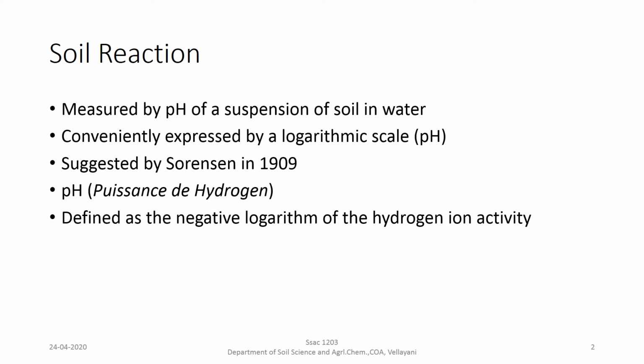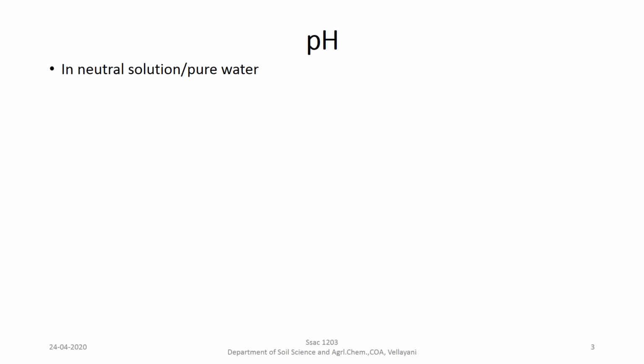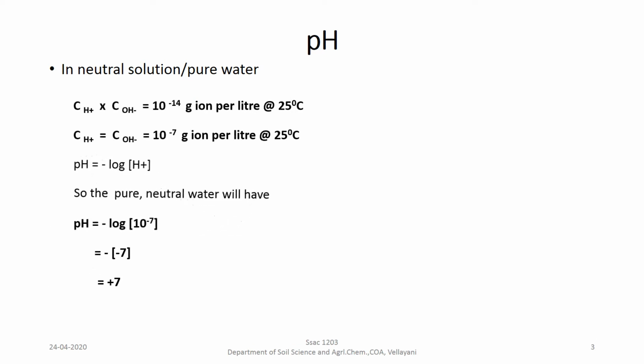By definition, pH is the negative logarithm of the hydrogen ion activity of the soil. The concept of pH may be explained with reference to pure water, which is amphoteric, and in which hydrogen and hydroxyl ions are in equilibrium with undissociated water molecules. Water, as you know, can act as both acid and base, the amphoteric nature. And here, the hydrogen and hydroxyl ions will be in equilibrium with undissociated water molecules in pure water.